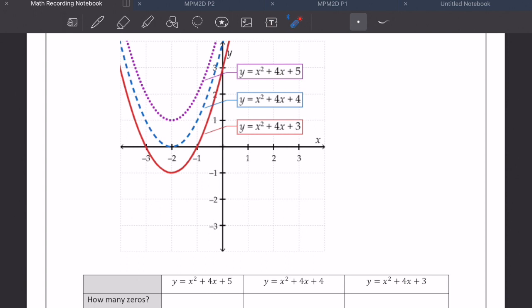So if we're looking at the red one first, y equals x squared plus 4x plus 3, we'll notice that there are two zeros. What are the roots? So they are negative 3 and 0 and negative 1 and 0. Looking at the next one, which is the dashed blue, x squared plus 4x plus 4. That gives us just one root, and that's negative 2 and 0. Now, looking at the purple dot, you have x squared plus 4x plus 5. There are no zeros. So this is NA.